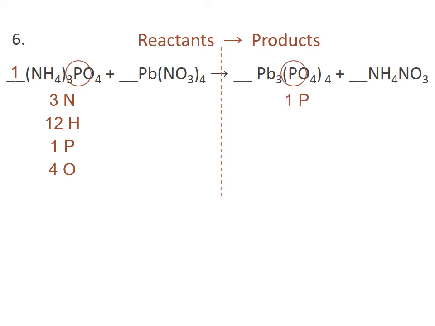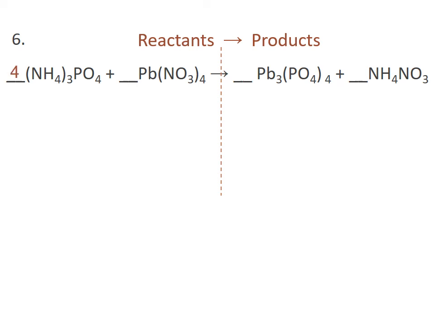But no matter what number I place in front of the lead(IV) phosphate, I cannot get 1 P. Since the P is inside brackets and being multiplied by a 4, it has to be a multiple of 4. So no number will work to balance out the phosphorus. So I have to start again. According to our rules, we should start with a 1, and if that doesn't work, we try it with a 2, and if that doesn't work, we try it with a 3. Through experience, I know none of those numbers will work, so we're going to jump straight to trying it with a 4.